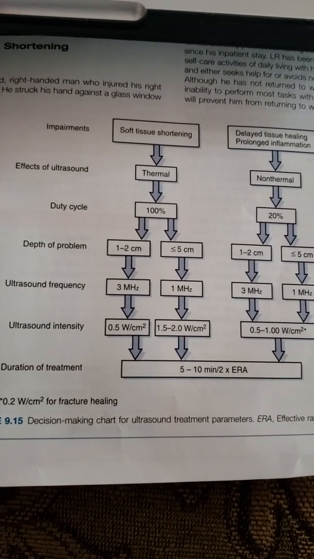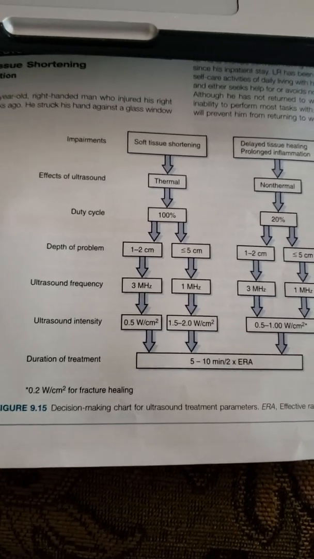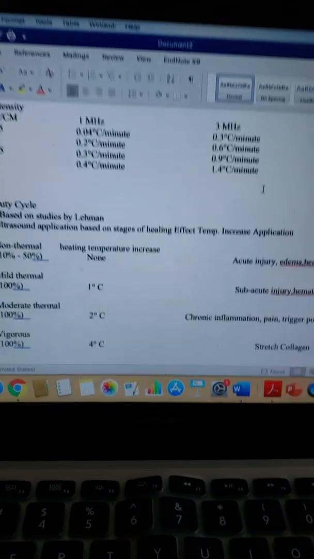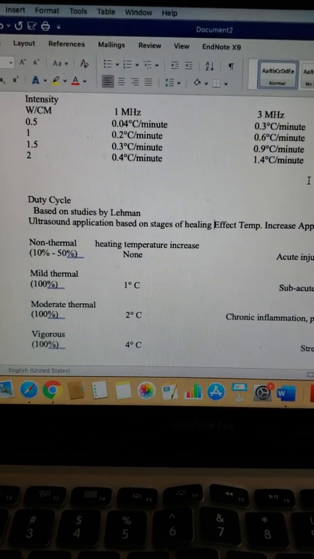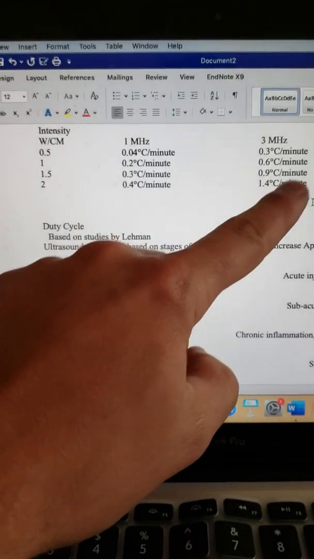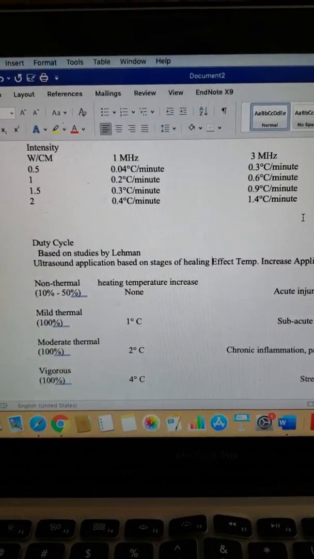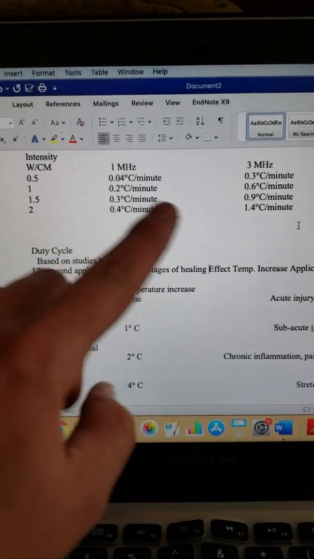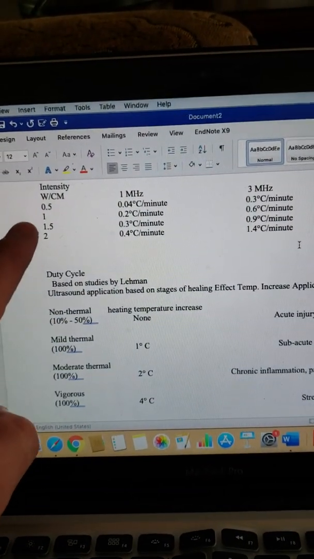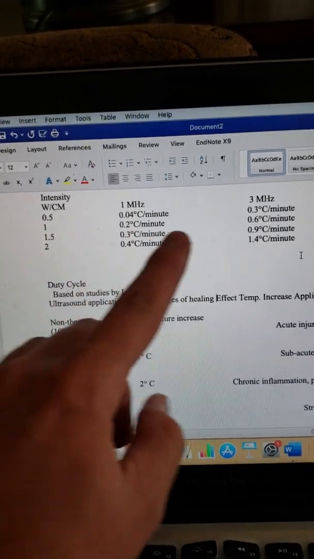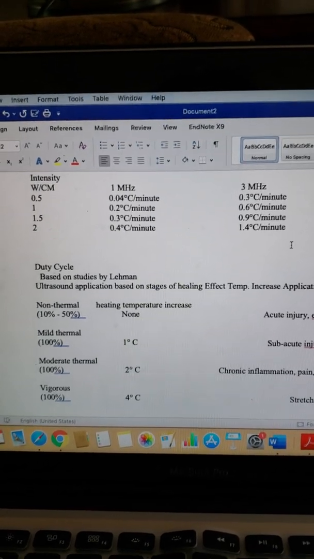I'm going to be showing y'all some neat tables that I'm going to provide as a handout. And here's one of them, or both of them actually. The table shows the intensity, and as we see, 3 megahertz is going to increase the tissue temperature per minute a lot faster than 1 megahertz. And so we're not going to need our time to be as long, or we need to decrease the intensity, depending on what kind of treatment goal we're trying to do.